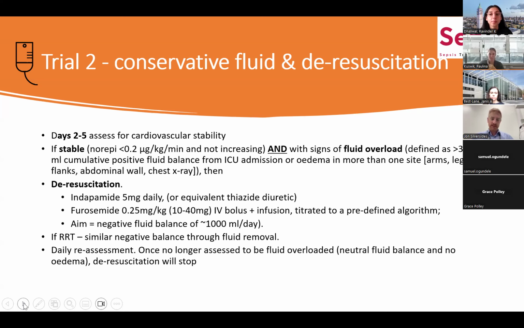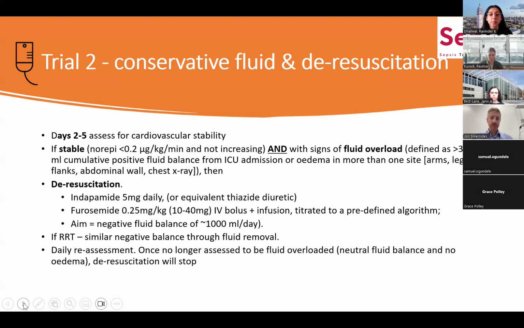So the idea is that there are 2 questions. So is the patient stable? And do they have signs of fluid overload? Okay. And if both of those criteria are met, then we want you to give diuretics. If the patient's on renal replacement therapy, you take off fluid using the RRT instead. So by stable, we define that as noradrenaline or norepinephrine less than 0.2 mics per kilo per minute and not increasing.